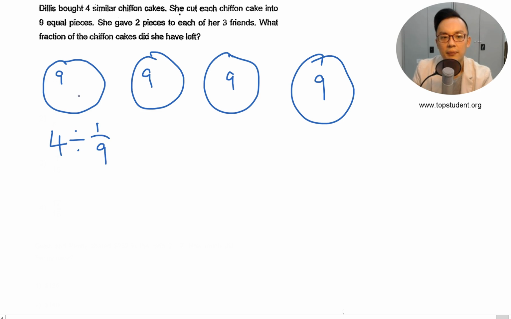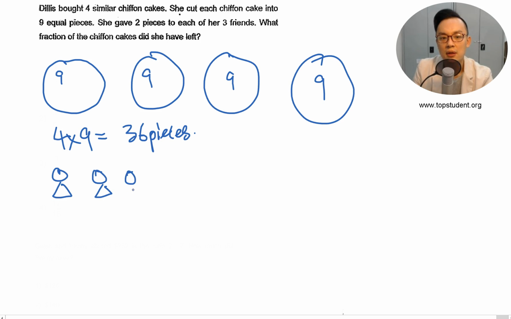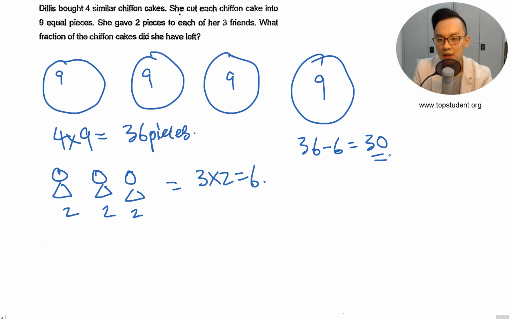Right? If you don't see this, you can actually just scratch this out. And you realize that each cake has 9 pieces. So 4 cakes times 9 pieces equals 36 pieces. Alright, so in total I have 36 pieces. She gave 2 pieces to each of her 3 friends. So now she has 3 friends, and she gave 2 pieces each. So altogether she gave 3 times 2 equals 6 pieces. What fraction of the chiffon cake did she have left? So 36, you need to minus 6 equals 30. So she is left with 30 pieces.